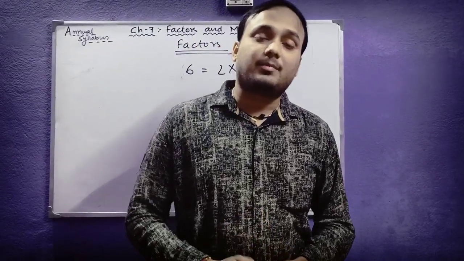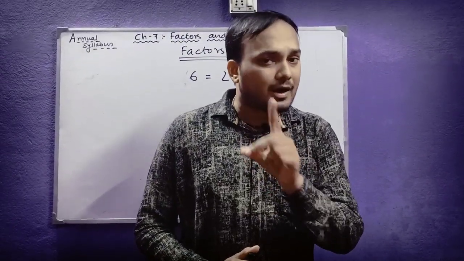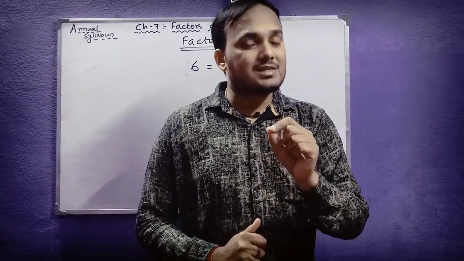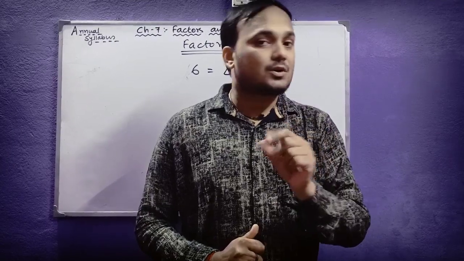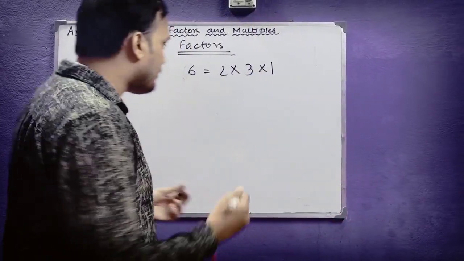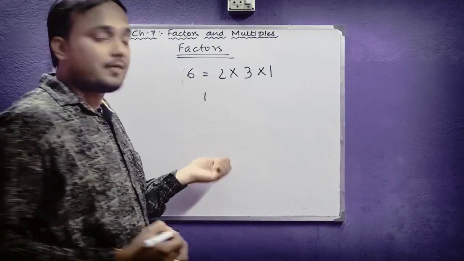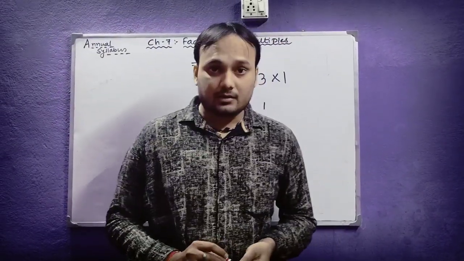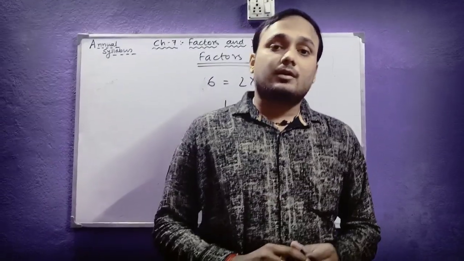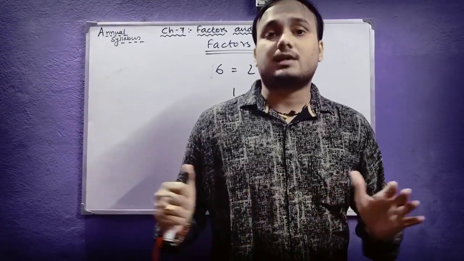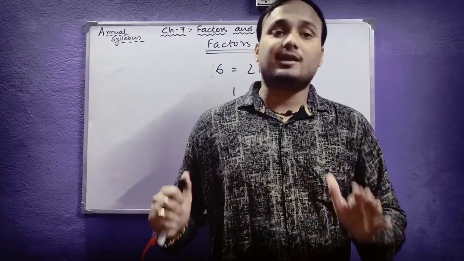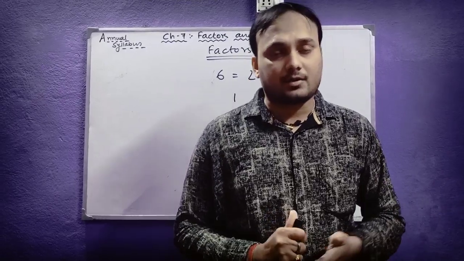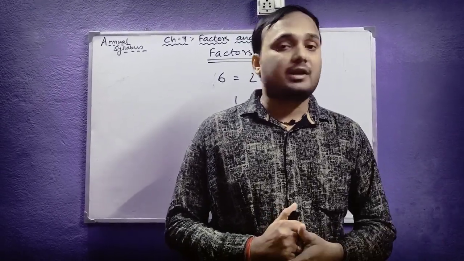Another interesting fact about factors is that there is only one number which has only one factor, and that number is 1. Now if I ask you what is the factor of 1, it has no other factor other than 1. So 1 is the only number which has a single factor. Factors are always limited. We don't have uncountable or unlimited factors. Factors of any number are limited. Maybe it is 4, 5, 6, 7, 8 or more, 9 and 10, but it cannot be unlimited.